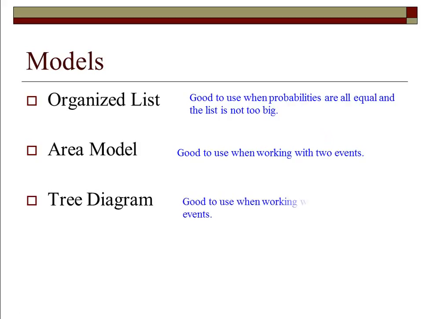Now, a tree diagram works when we have more than two events, but it also works with two events. Tree diagrams are really nice when the probabilities are changing based on what happens in the first part. So you have different probabilities occurring after the first event. Maybe if you went up one part of the tree, it has a different response versus going down a different side. That is when a tree diagram is probably most effective. So we're going to look at an example of each one of these.